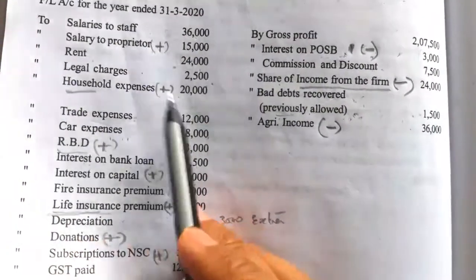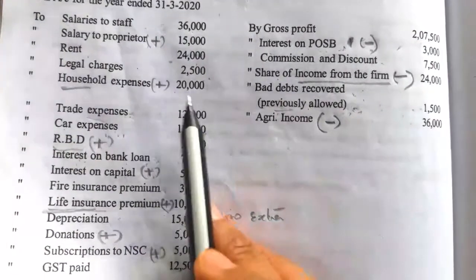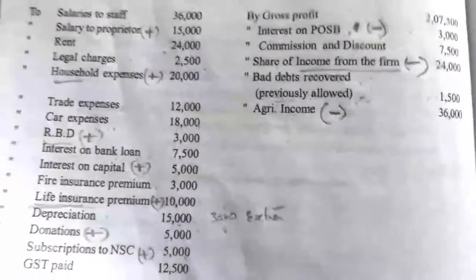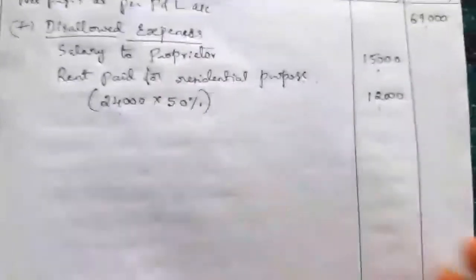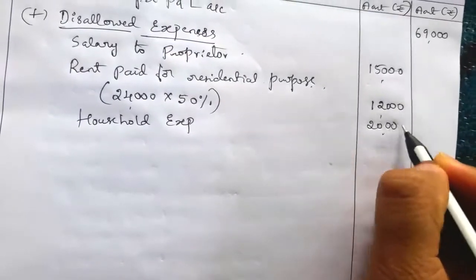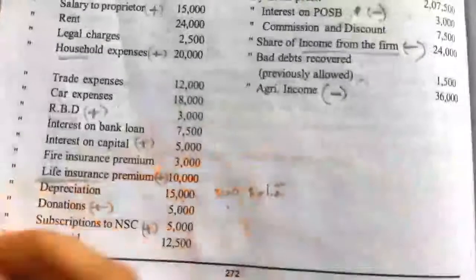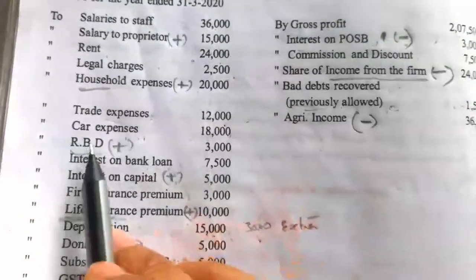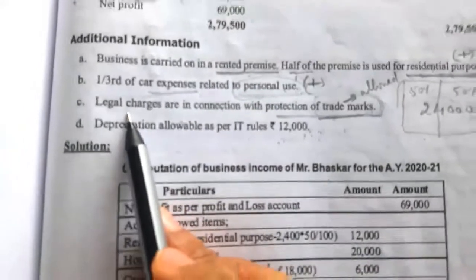Next, household expenses. Household expenses are personal expenses, so they are not relating to business. They are disallowed. So write household expenses 20,000 disallowed. Next one, trade expenses relating to the trading activity of the business are allowed. Then car expenses, relating to which they have given additional information.